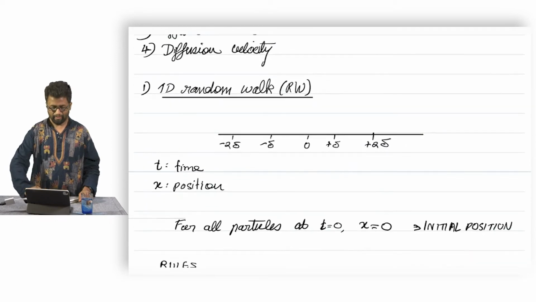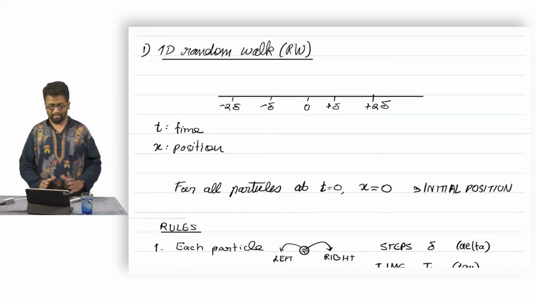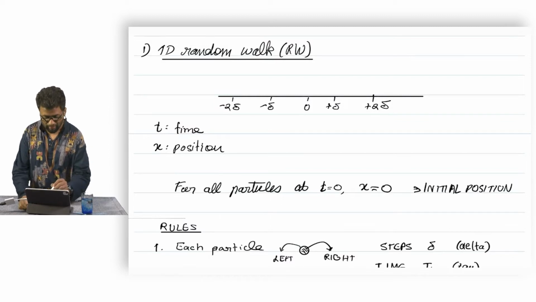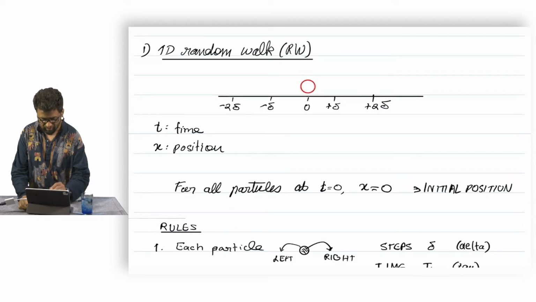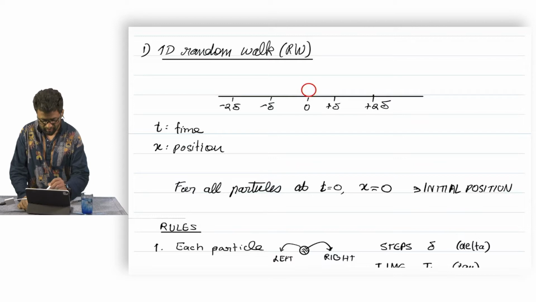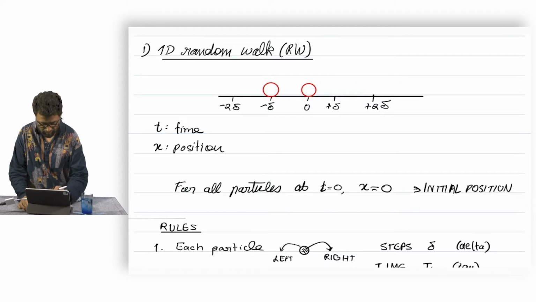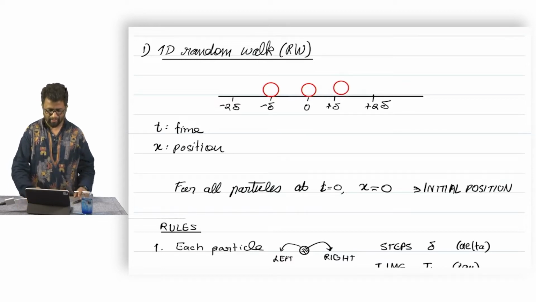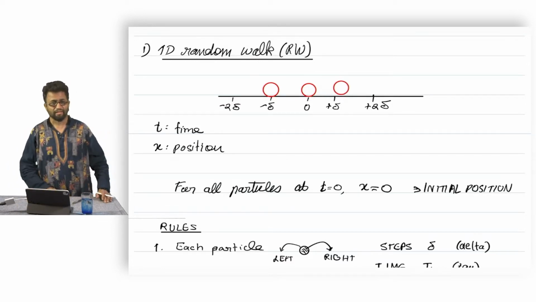Okay. All right. So, what is a one-dimensional random walk? So, imagine we have a particle of a certain size positioned at 0 on an x axis. Now, this particle can undergo motion by either going here or here. We call this plus delta and minus delta.